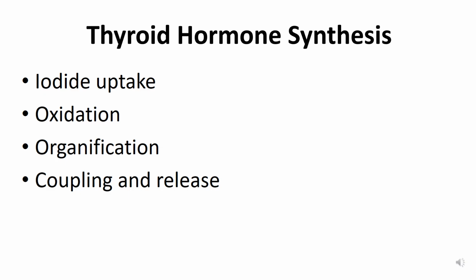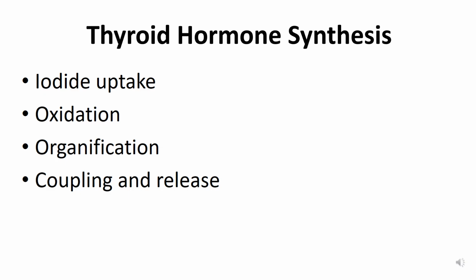The next step is coupling. During coupling, these building blocks join together to form thyroid hormones. When one MIT combines with one DIT, the hormone T3 is formed. When two DIT molecules combine, the hormone T4 is produced. T3 and T4 are the major thyroid hormones in the body. T4 is produced in larger amounts, but T3 is more biologically active. Both hormones help regulate metabolism and energy use throughout the body.